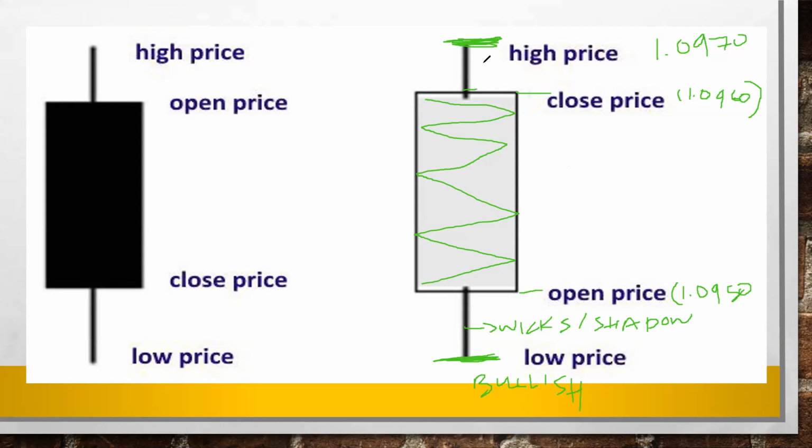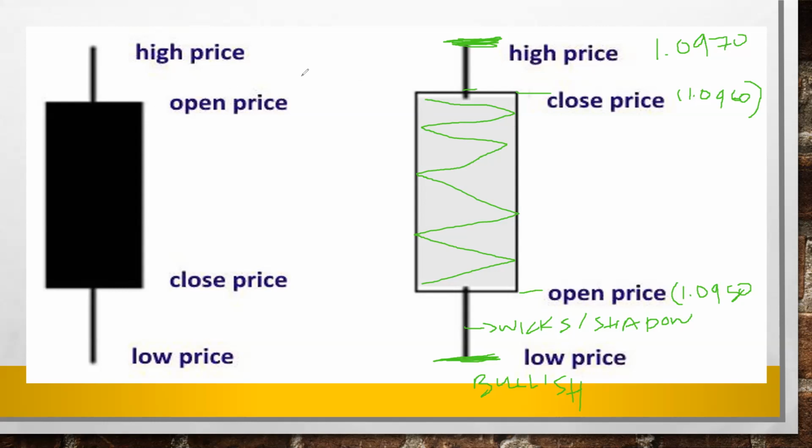I can see that in the past 1 hour, price got to 1.0970, but when it closed after its time was up, it closed at 1.0960. I can also track where it opened, and I can see that in the past 1 hour the market was bullish, or the market was buying, because it went from 1.0950 to 1.0960. The opposite is true for a bearish candle.